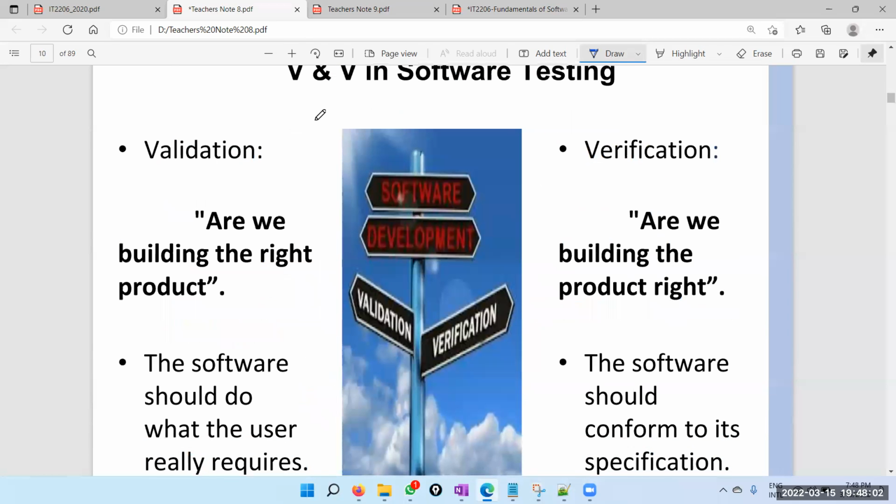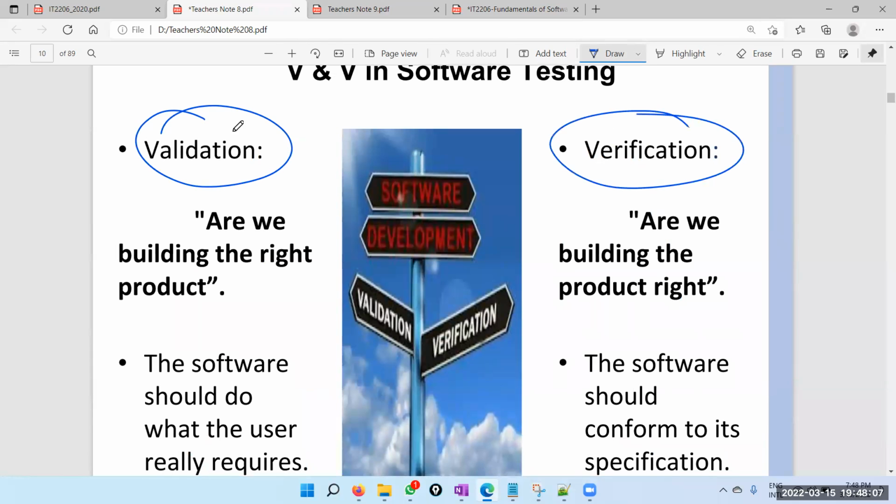You can see this definition is very interesting. Validation: are we building the right product? That is why we want to test. We test and double check whether it is the right product. Are we going to get the correct output, or are we getting any errors? So that is testing. Are we building the right product?